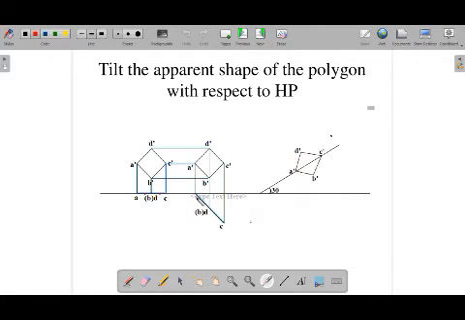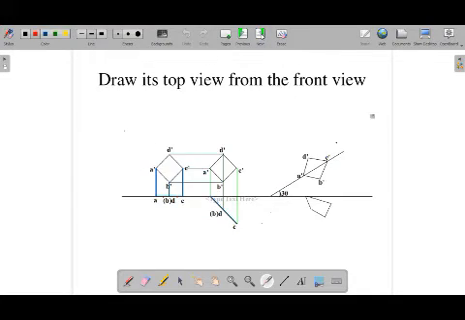So keep the diagonal of the resting corner. Here the resting corner is A, so corner A rests on the HP. The diagonal passing through the resting corner is AC. Keep AC inclined in such a way that AC makes an angle of 30 degrees with the HP. Then project the top view from the front view. This will be the final solution for the given problem.